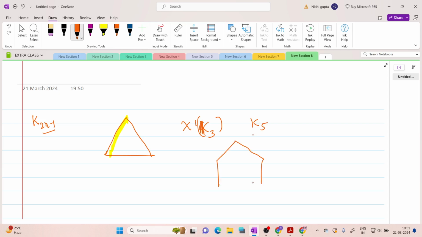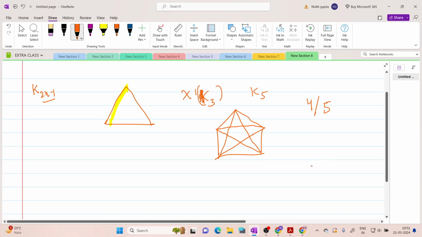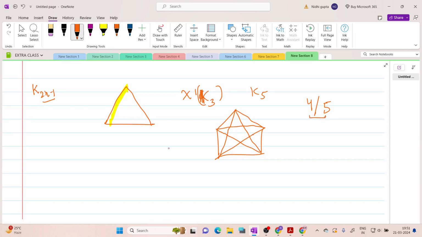First of all, for K5, what is the maximum degree? 4, ma'am. So what are the two possibilities? It will be either 4 or 5. So now we have to say the chromatic index of K5 is 5. We have to show that it cannot be colored using 4 colors. So this can be done.